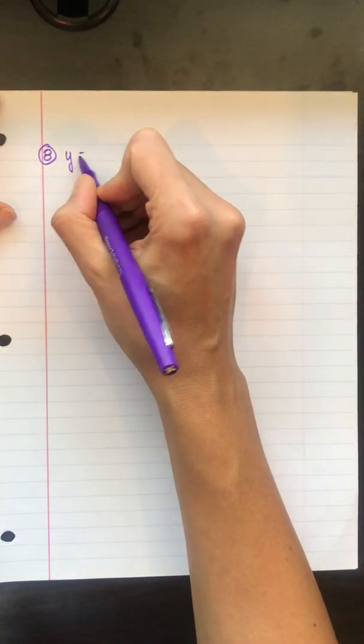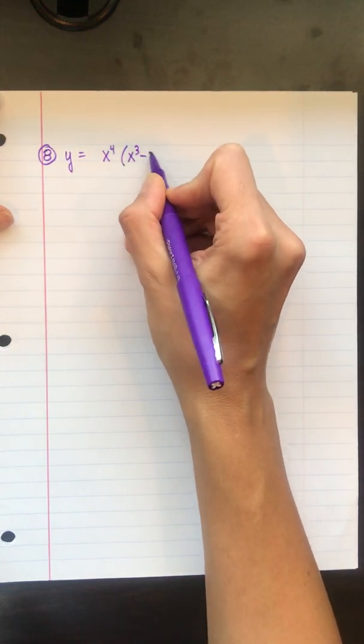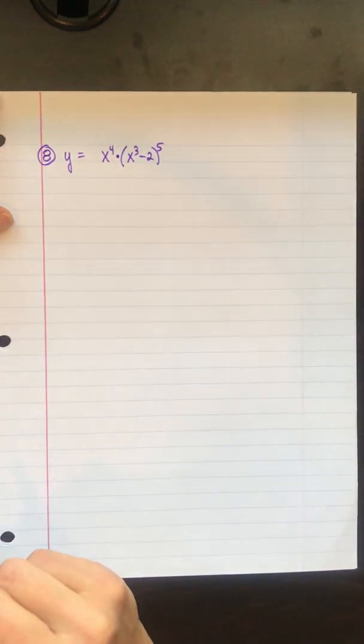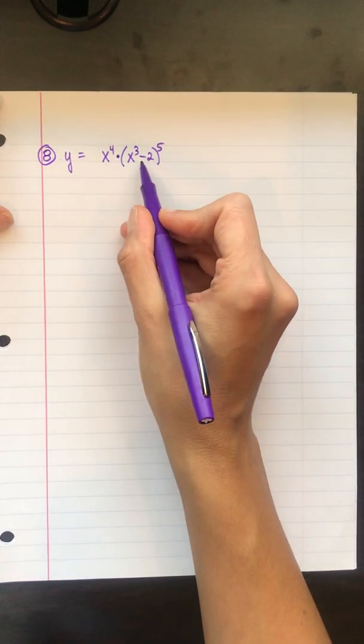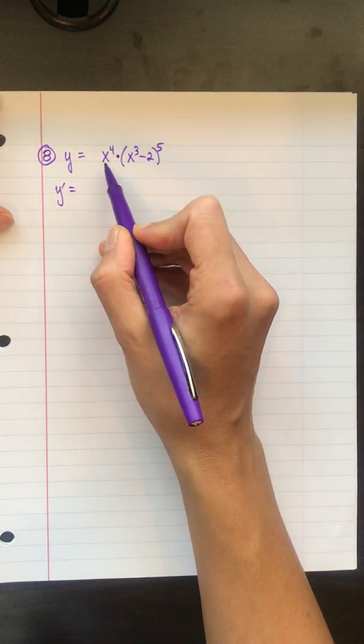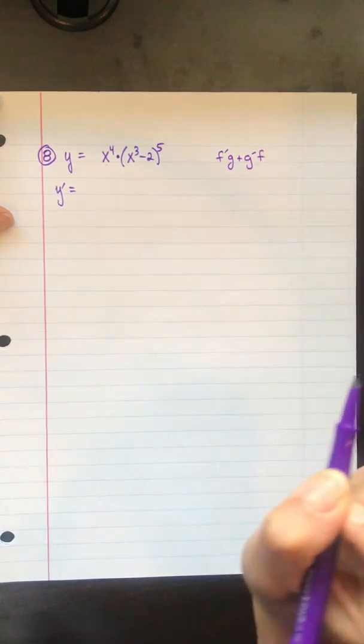So y equals x to the fourth, x cubed minus 2 to the fifth. Okay, we have on our hands another product, f and g. So the derivative says f prime g plus g prime f. This is the product rule.